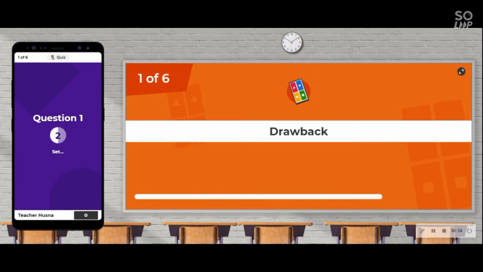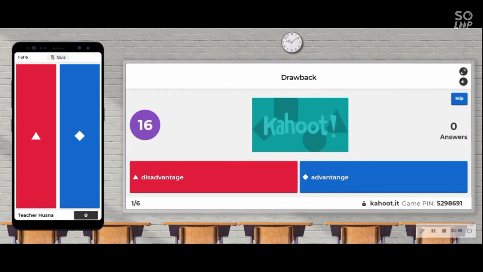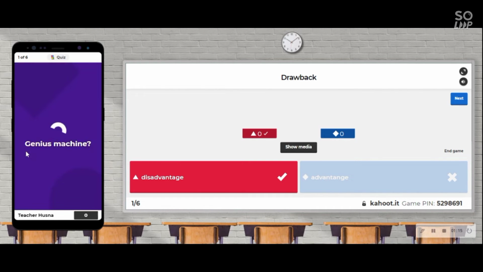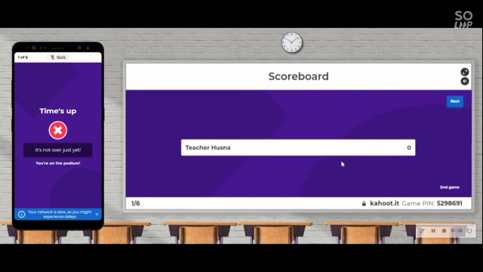Okay, so what is drawback? They have to find the correct meaning for drawback, as you can see in the previous text. The answer is disadvantages. So you have to put your answer here. Disadvantages is the correct answer. Okay, now we move to the next question. Because I didn't answer, I got zero, but if you answer, you will get the point.